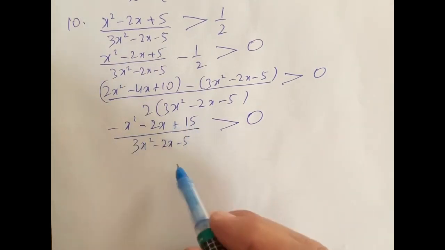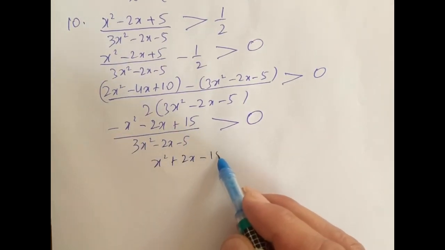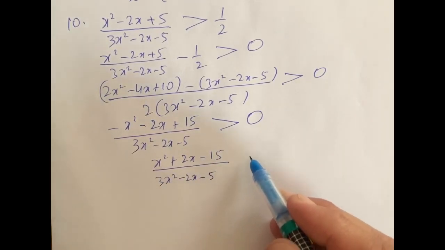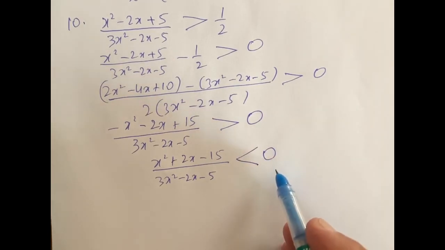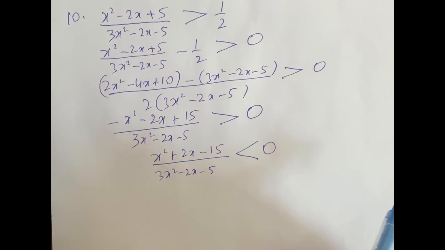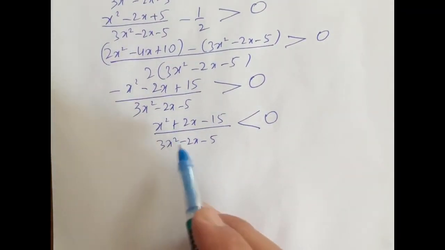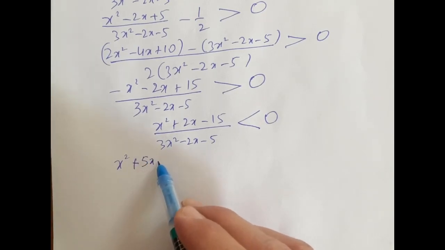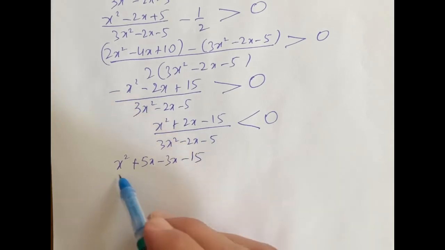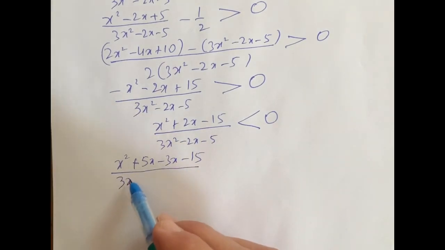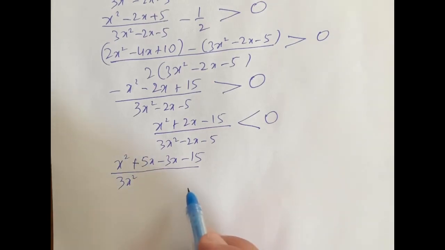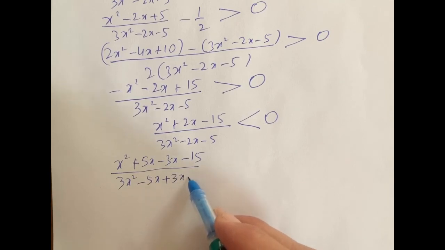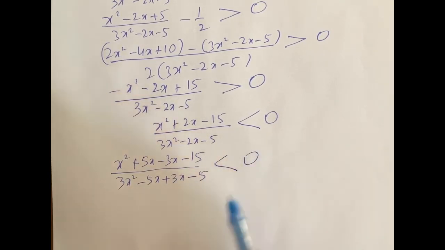Multiplying this by minus 1, x square plus 2x minus 15 upon this is 3x square minus 2x minus 5 and this is less than 0. Sign of inequality will change. Now factorizing numerator, coefficient of x square is positive. We write x square plus this is 5x minus 3x minus 15. This is 3x square minus 2x minus 15. So this is minus 5x and plus 3x and minus 5 less than 0.